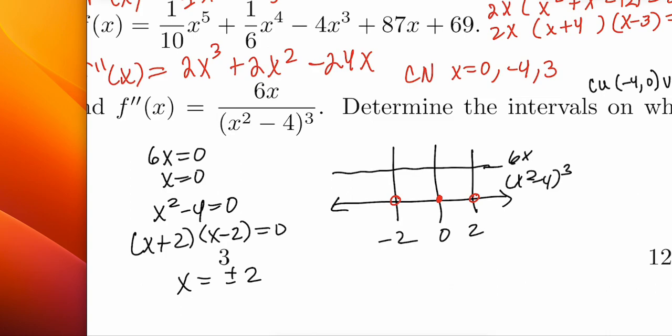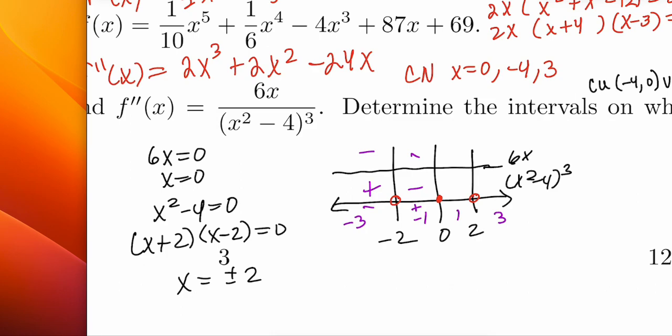We're going to use test values. Let's go -3, -1, 1, and 3. If I plug -3 into both of those, I get -18, or a negative on top. On the bottom, I get 9 minus 4, or 5 cubed, which is a positive. A negative and a positive make a negative value, whether they're multiplied or divided. If I plug in -1, I get negative on top. On the bottom, I get 1 minus 4, which is -3. If you cube a negative, you're going to keep it negative. 2 negatives make a positive.